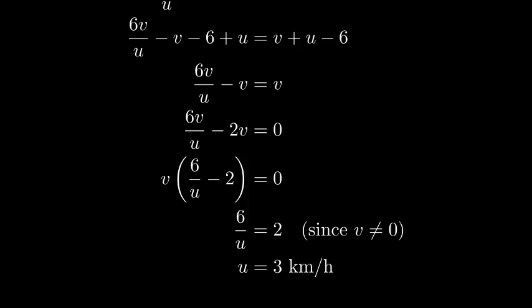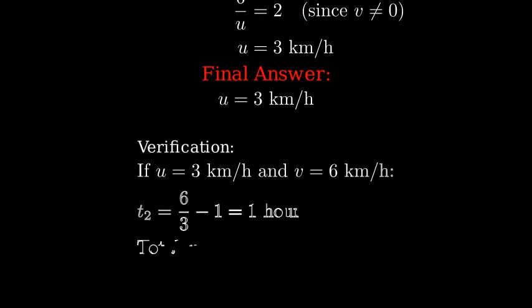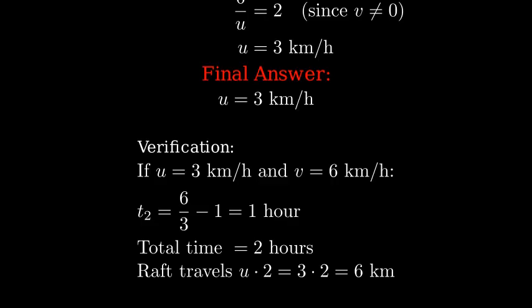Solving for u, we get u equals 3. So the flow velocity of the river is 3 kilometers per hour.